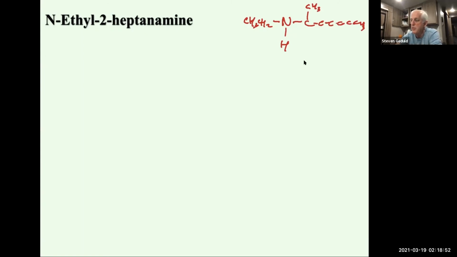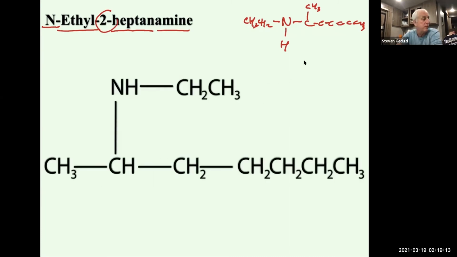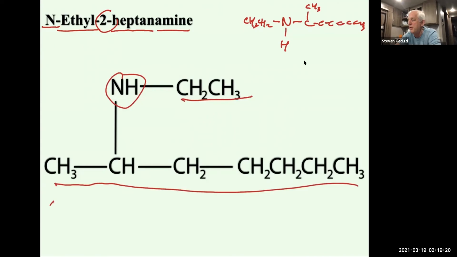Okay, so it tells you it's a secondary amine. Tells you there's 7 carbons. Okay, at the number 2 of the heptane of the 7 carbons, there's an amine group attached, and there's an ethyl attached at one of the other ends. Okay, so there's your amine. Okay, there's your ethyl group, and here's your heptane group at the number 2 carbon. Okay.